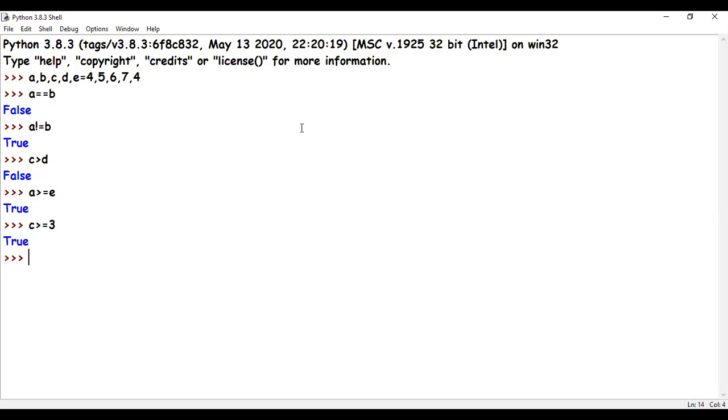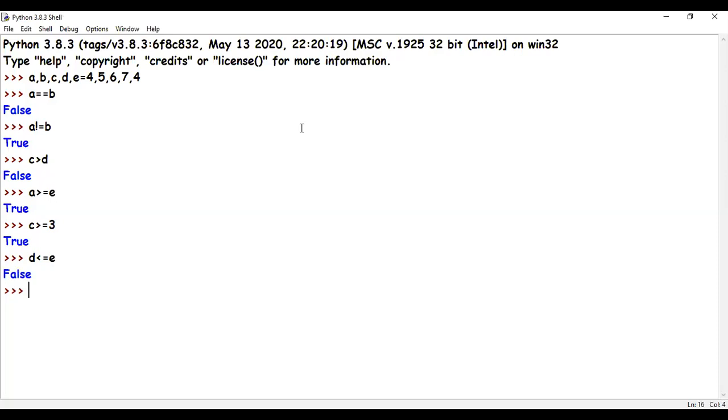Okay. So double equal to is comparison. Exclamation equal to is not equal to. This is greater than equal to. Now we have to do less than. So I say C is less than, let's take D. D is less than or equal to E. It will tell me true because it is less.